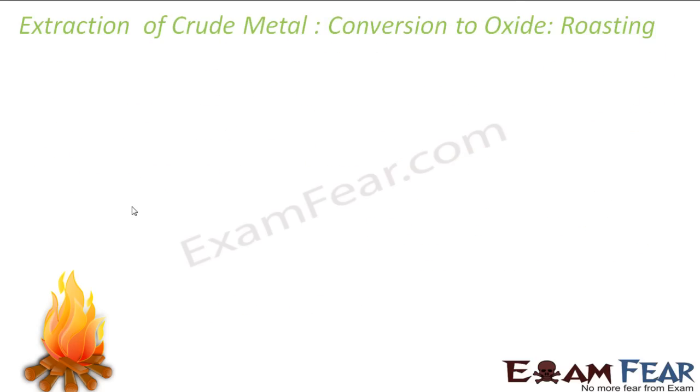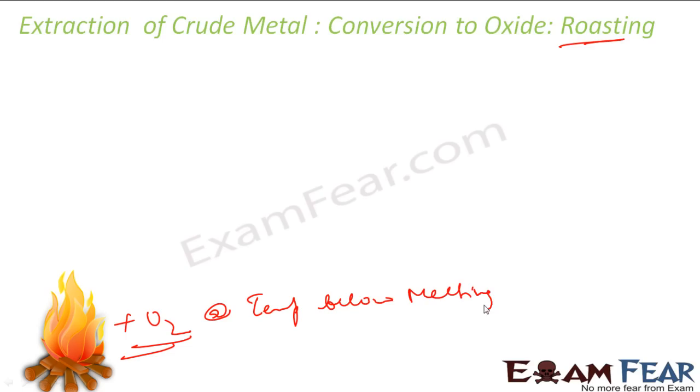The next is roasting. Roasting is also the same thing. You have to heat this, but you heat this in the presence of air. And you have to heat this at a temperature below the melting point. In fact, heating below the melting point is true even for calcination. Even for calcination, we generally heat below the melting point.